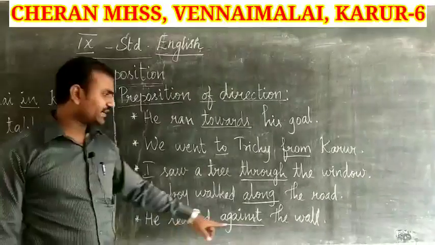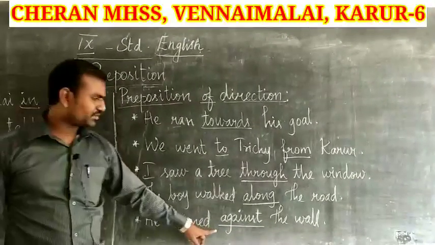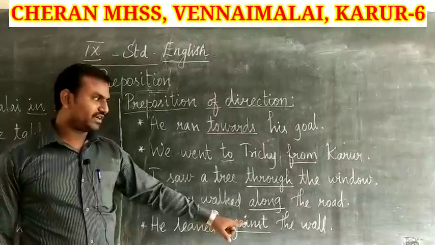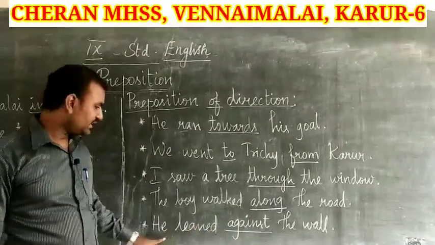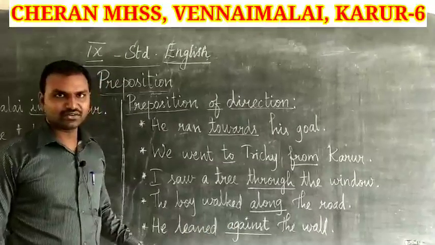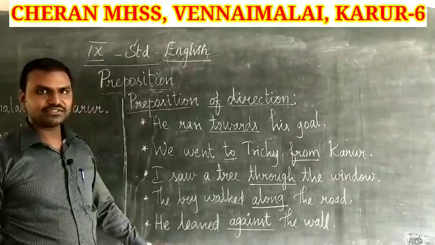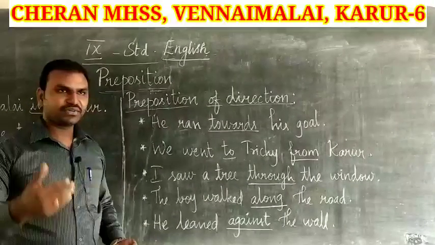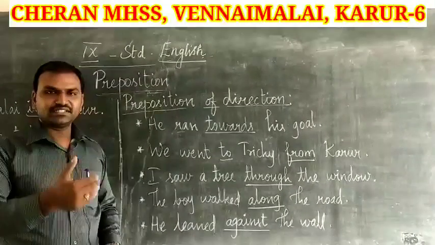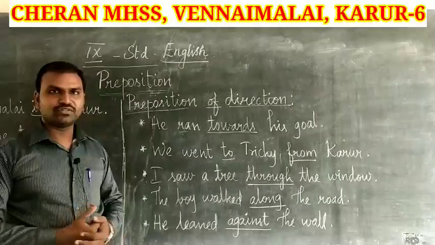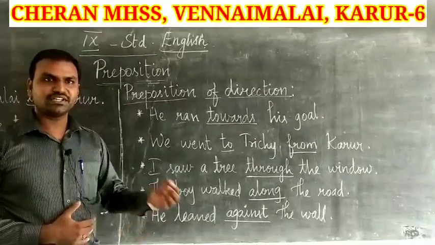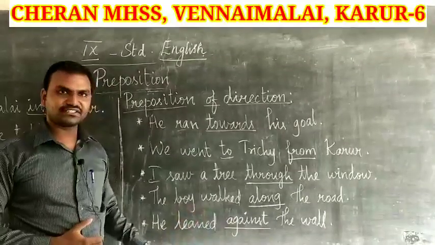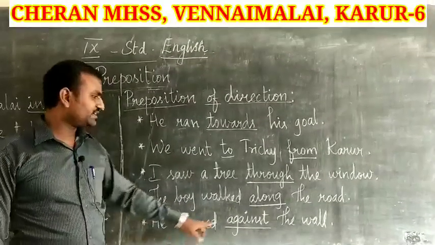He leaned against the wall. Against is a preposition here. That means he leaned against the wall. We should not say he leaned on the wall. It is a wrong sentence. We should only use against. For example, sometimes we say the painting is hanging on the wall. In that case, we can say the painting is hanging on the wall. But when we say a person is leaning against the wall, we should say he leaned against the wall.